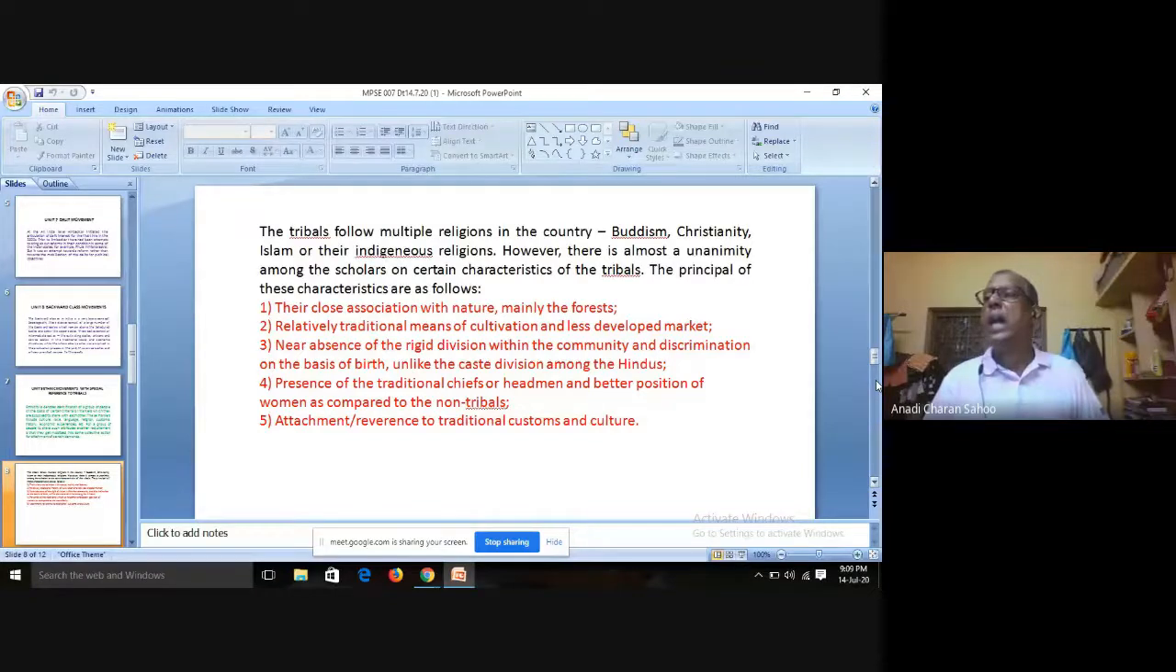Birsa Munda revolt in Chhota Nagpur was among the most prominent of such movements during the pre-independence period. Such movements have been termed as millenarian movements by K.S. Singh.